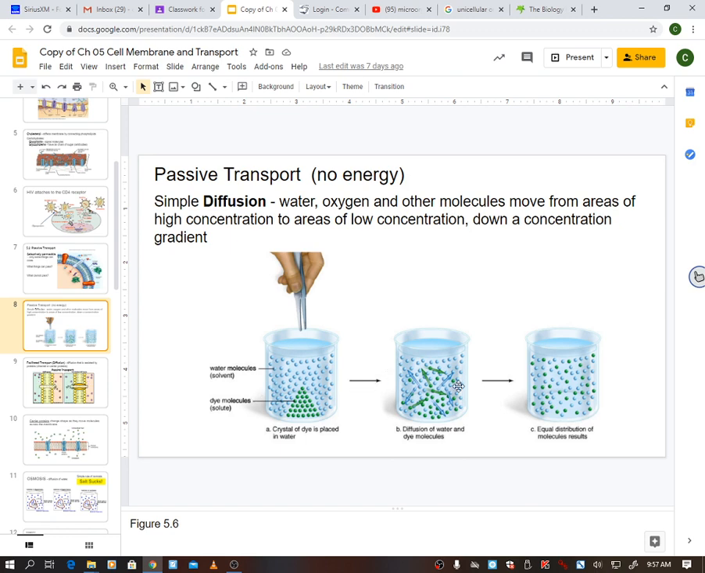And they're showing that here with diffusion. We see this when, if I were to get a beaker of water and put a drop of food coloring in there, you would see how it'd be concentrated and then it just kind of spreads.